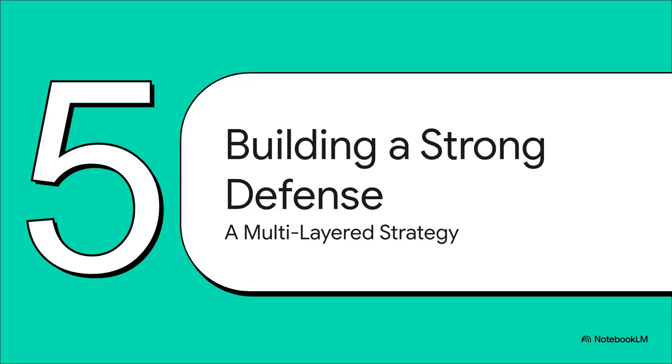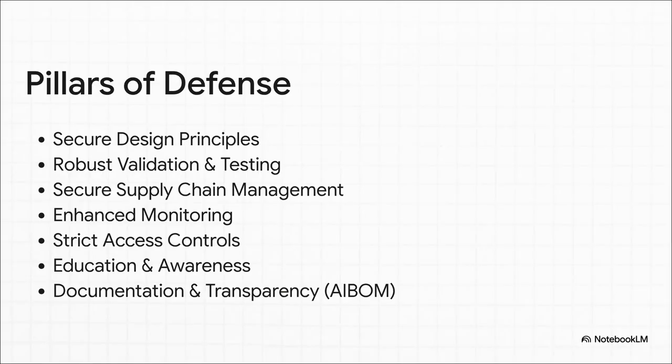So yeah, it's a tricky, sneaky problem, but it's not hopeless. The question is, how do we fight back? How do we build a defense that can actually stand up to this? First, let's get one thing straight. There is no magic bullet here. You can't just buy a product and call it a day. A real defense has to be woven into everything you do with AI.